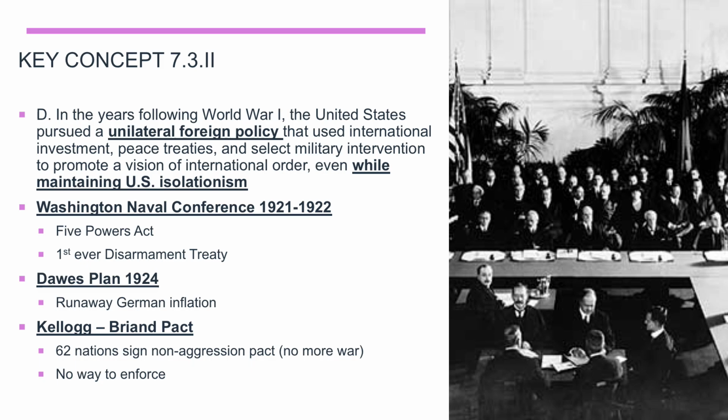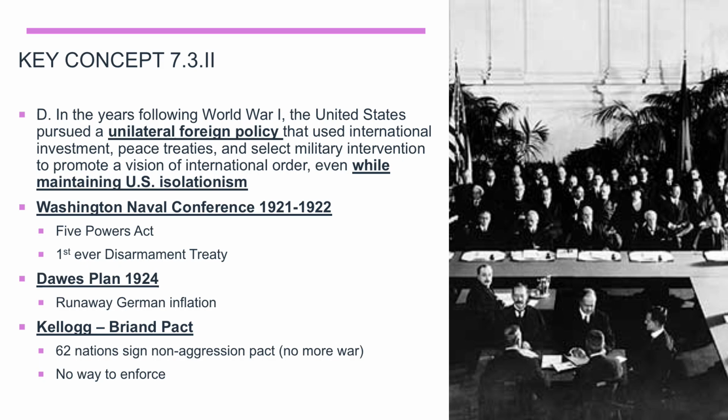The 1920 election went to a Republican, Warren G. Harding, on a ticket where they said a return to normalcy, a made-up word, which in the 1920 video log we'll talk a little bit more about. But now they want a unilateral foreign policy. They don't want to work with other people anymore. They want to do things on their own, right? They want to have their own international investment, peace treaties, selected military interventions to promote their vision of international order.